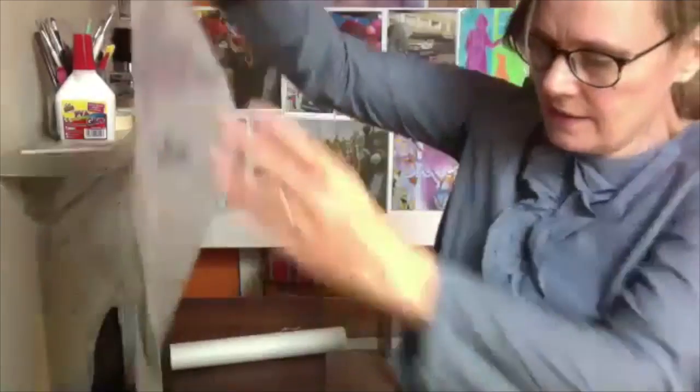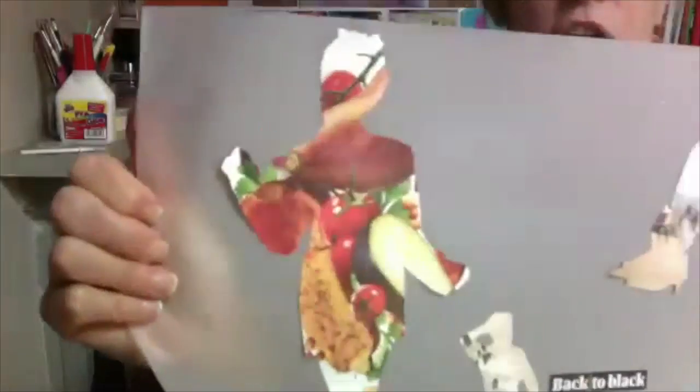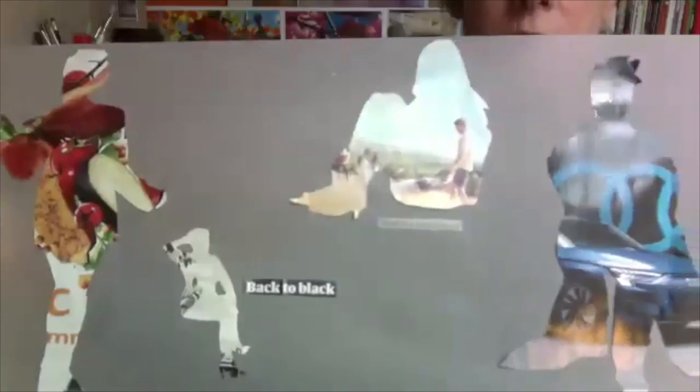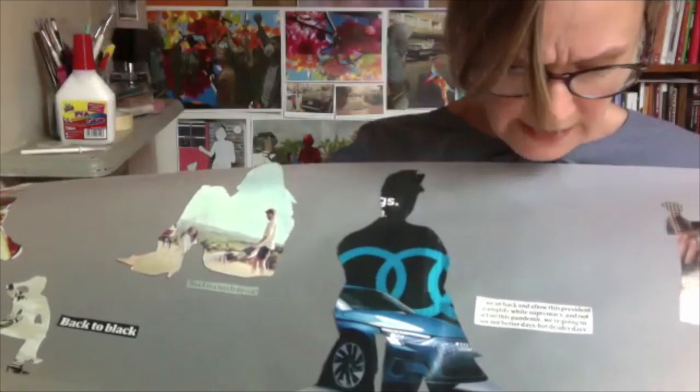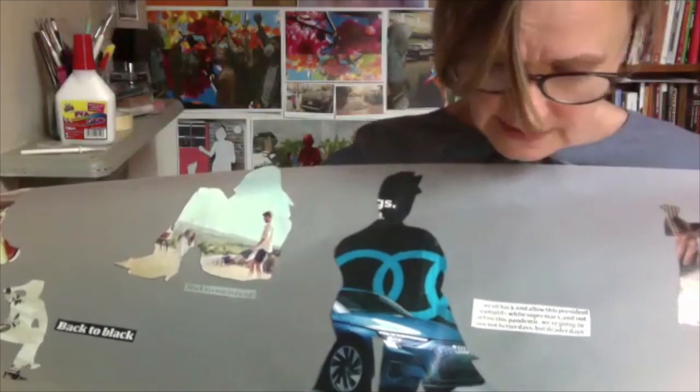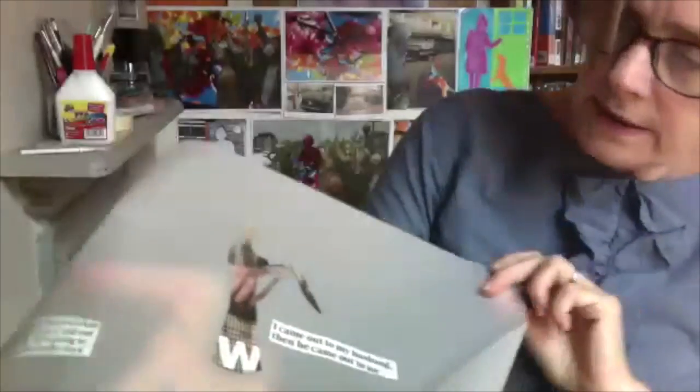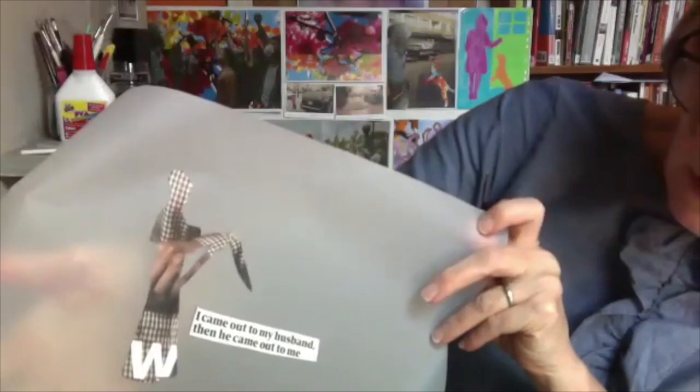I did something where I was interested in these posed images of women, and I put the images of the women with their captions for the articles. So sexuality is a journey is this one, and then this one is something about the wardrobe. This one's about, if we sit back and allow this president to amplify white supremacy, that's the basis of that argument. And then this one again is I came out to my husband and he came out to me.